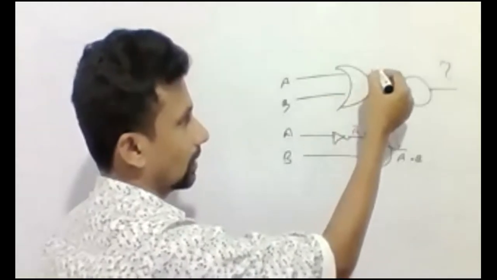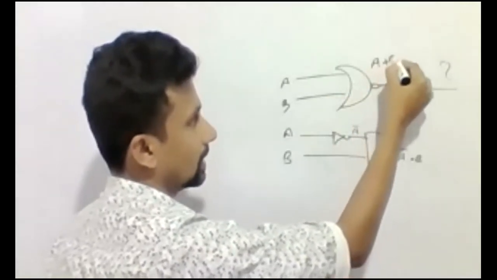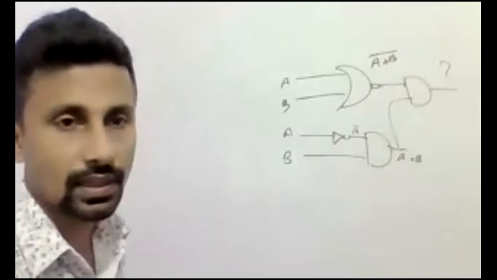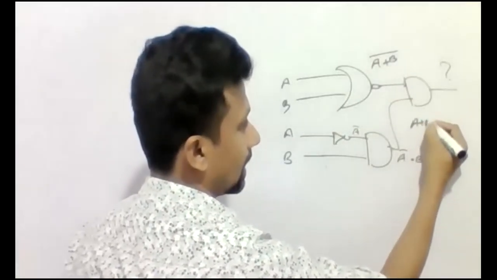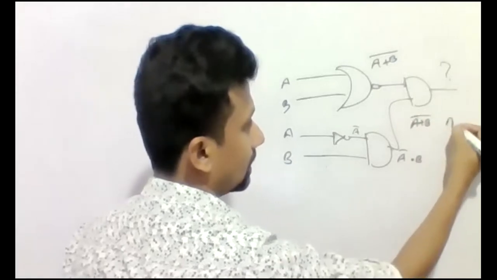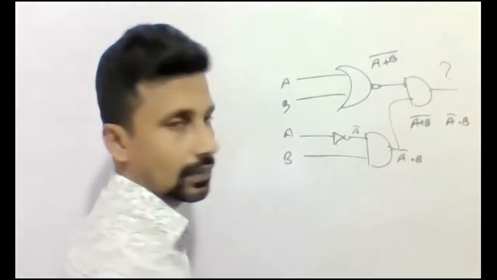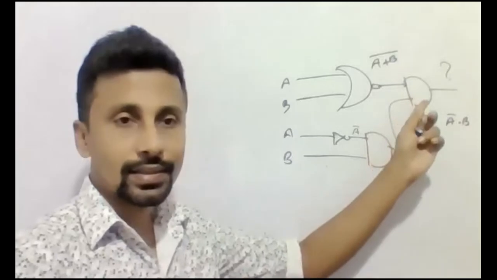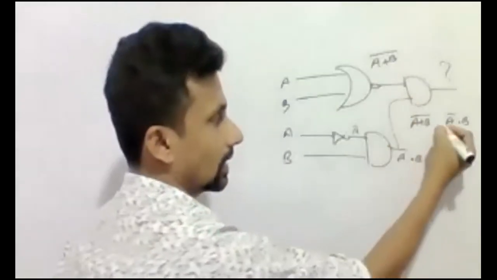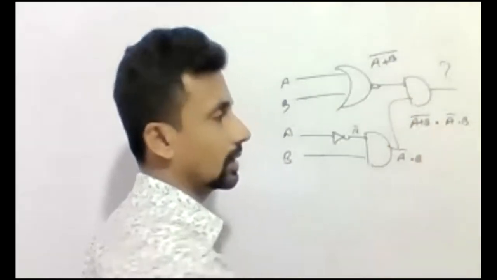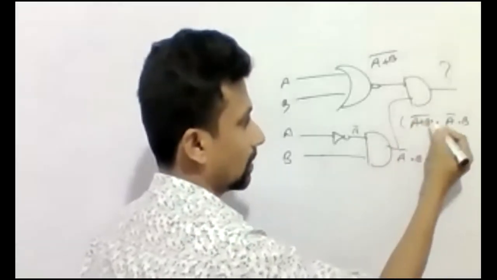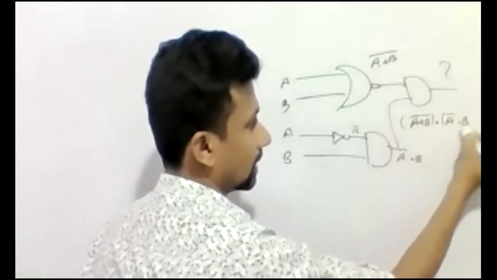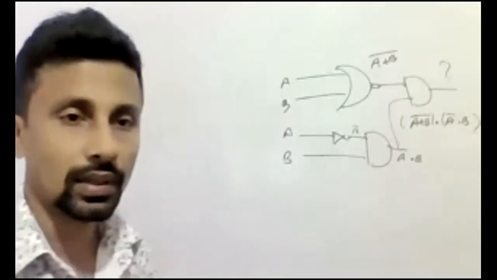Here it's a NOR gate. So A plus B dash. So your final output I can write here A plus B dash. Then this side you are getting A dot B. This gate is an AND gate. So because of the AND gate, you can put a dot here to connect those two. So it's better if you can put brackets like this, then it will be more clear, right?